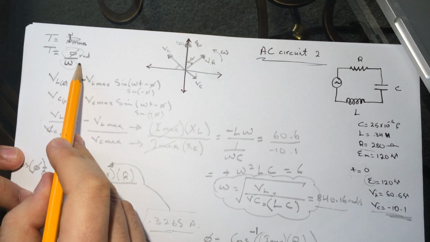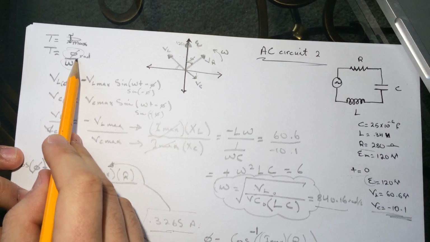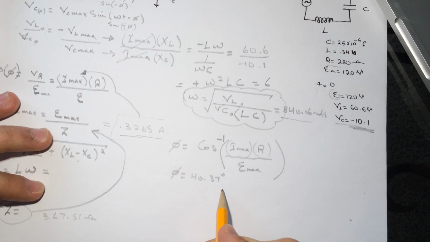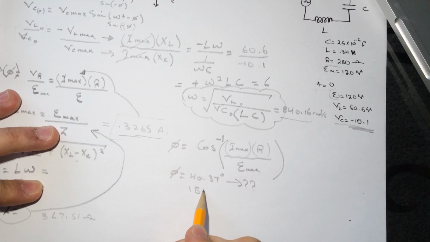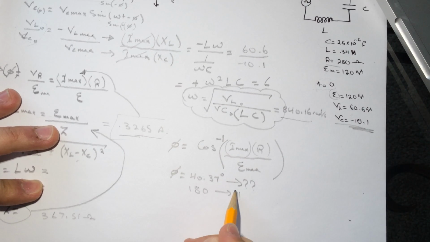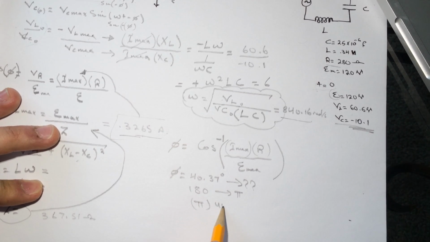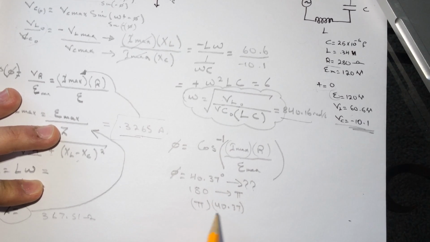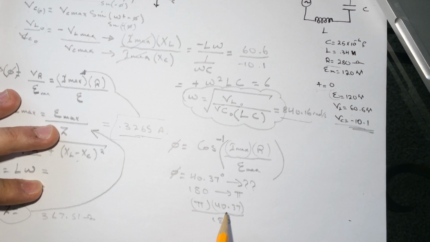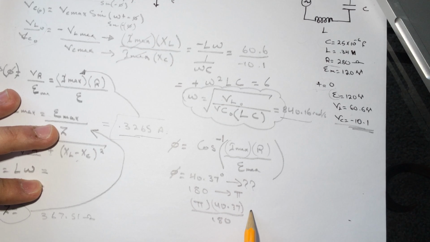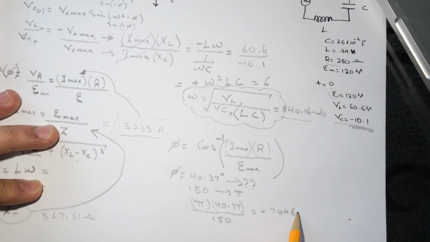Now we have the phi here, but it's in degrees, and to plug it back in here, we need to convert the degrees to radians. To change this to radians, it's pi times 40.37 divided by 180. For this I got 0.7046 radian.